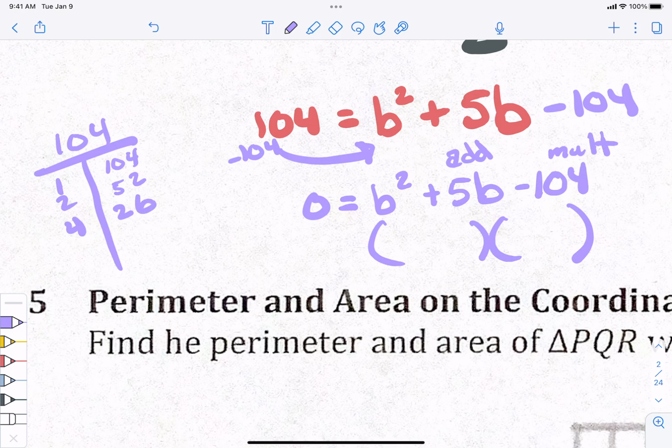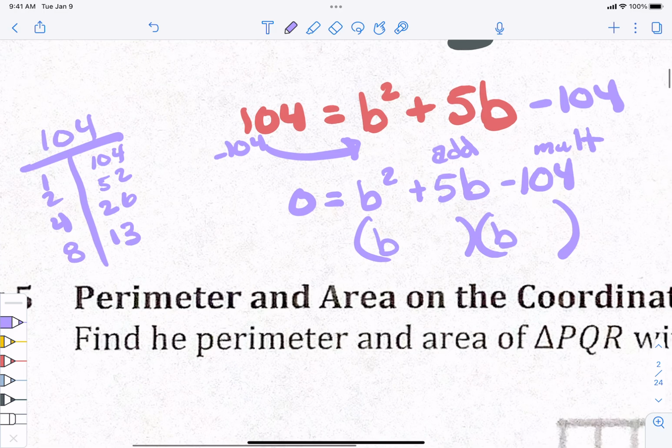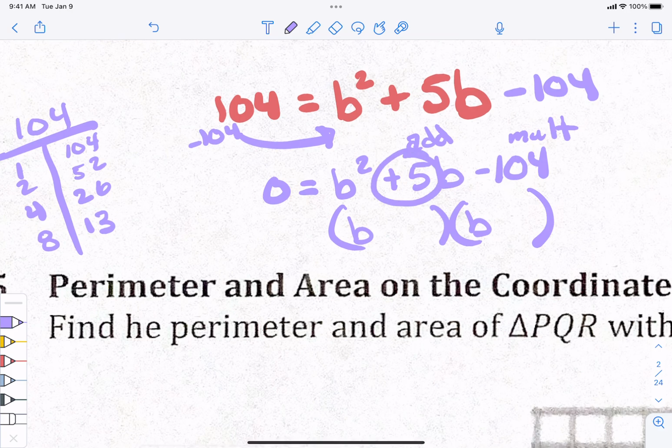26, and 5 doesn't go in there, and 6 doesn't go in there either. 7 doesn't go in there. 8 does, though. 8 and 13. Yes, 8 and 13. So B and B, and we want it to be a positive 5 when we add them.